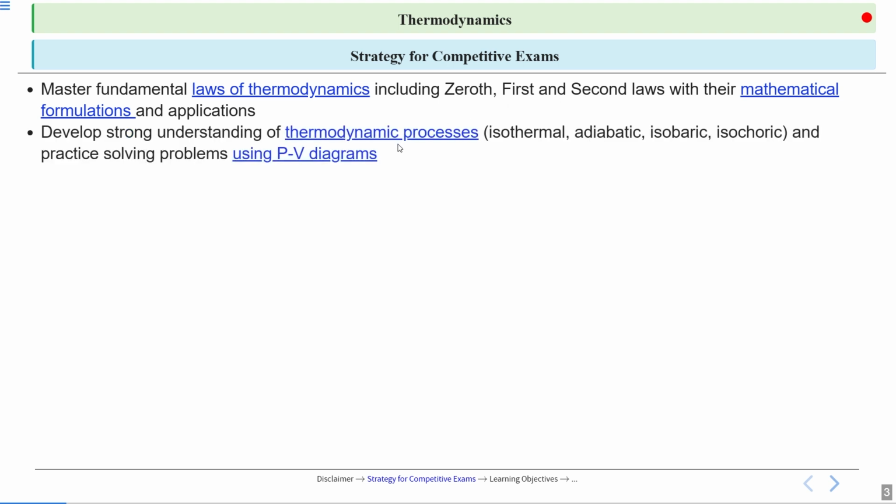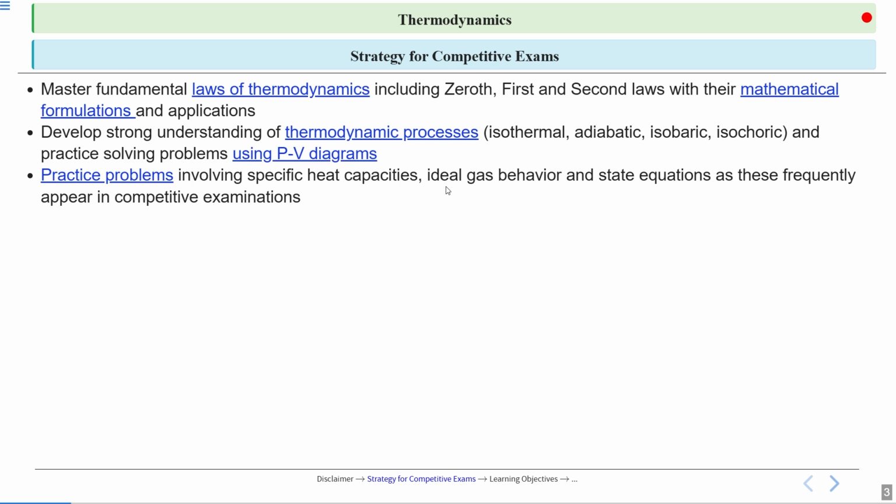Develop a strong understanding of thermodynamic processes like isothermal process, adiabatic process, isobaric process, isochoric process, and practice solving problems using PV diagrams, pressure-volume diagrams. Practice problems involving specific heat capacities, ideal gas behavior, and state equations, as these frequently appear in competitive examinations.